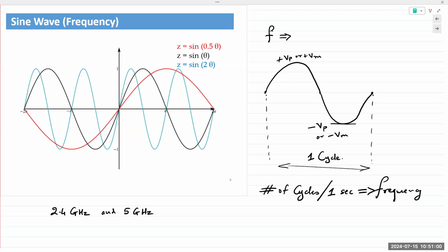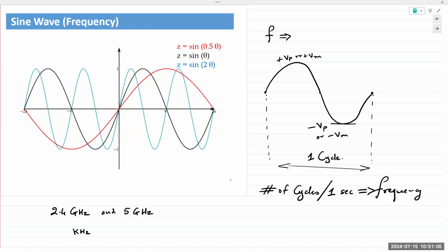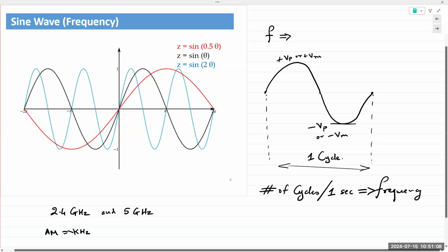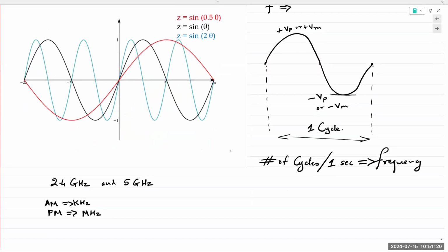AM radio stations are broadcast at a frequency of kilohertz. FM radio stations broadcast at a frequency of megahertz. So kilo is 10 raised to 3, mega is 10 raised to 6, and then we have tera, 10 raised to 12. So 680 AM means the radio station is broadcasting at a frequency of 680 kilohertz. Even in broadcast communications, that is considered to be the low end of frequencies. So low is relative, obviously.